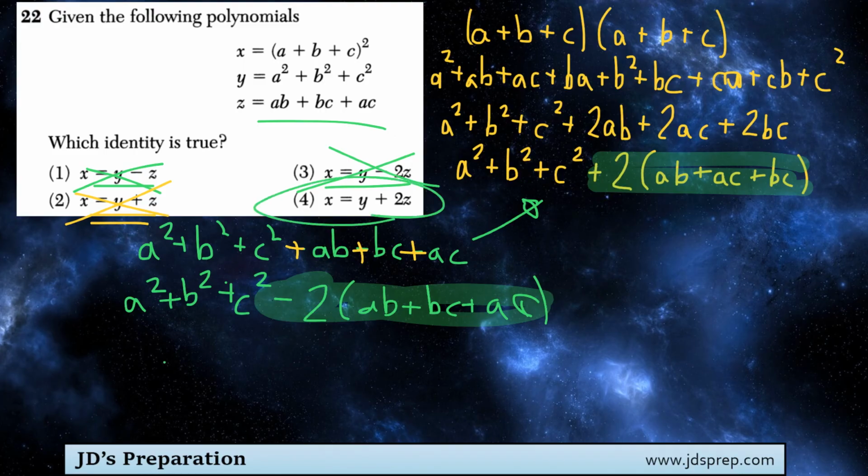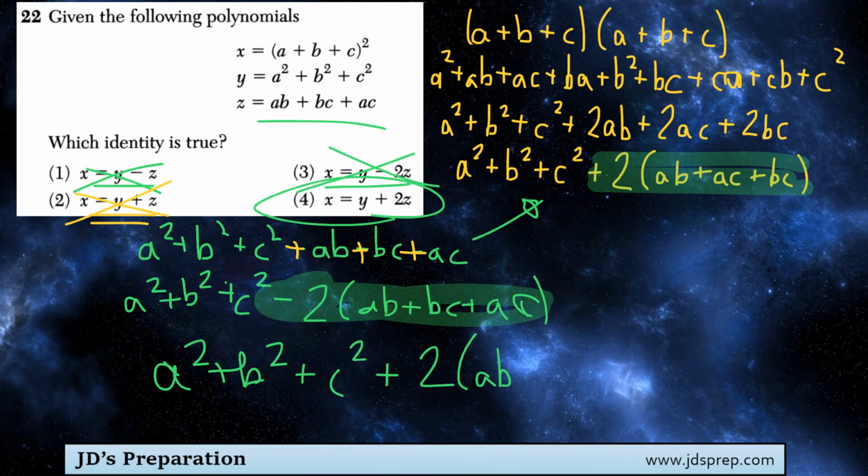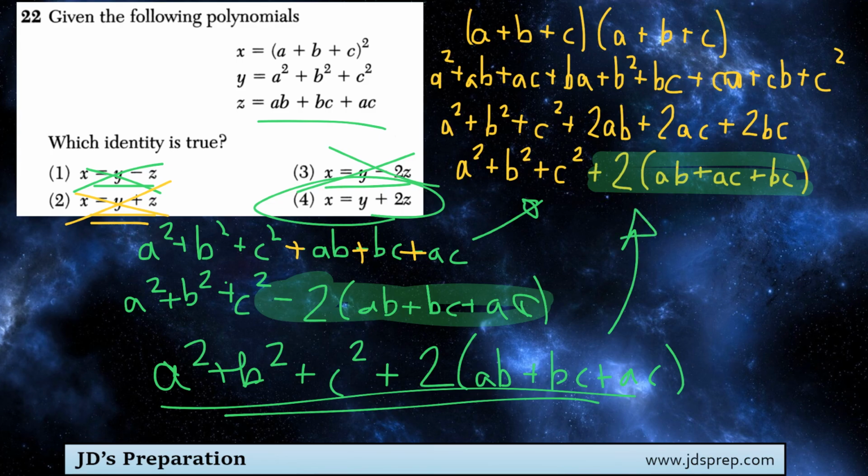If we take y, which is a squared plus b squared plus c squared, and add 2 of z, z being ab plus bc plus ac, we can see that this does perfectly match the value of x. So that is our correct answer.